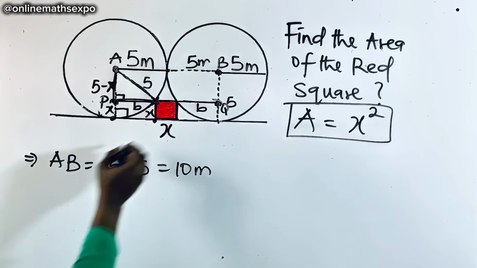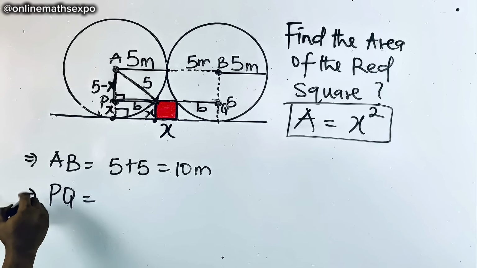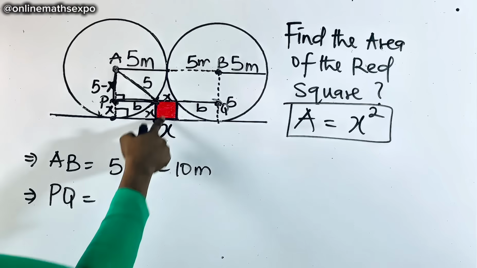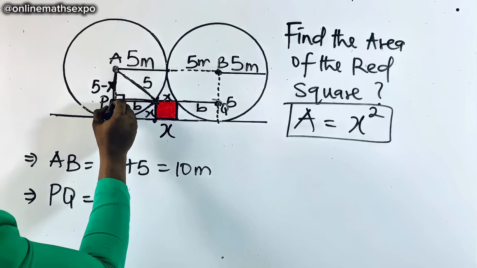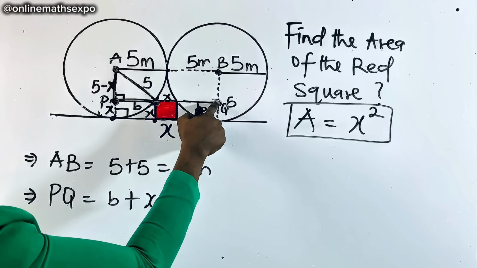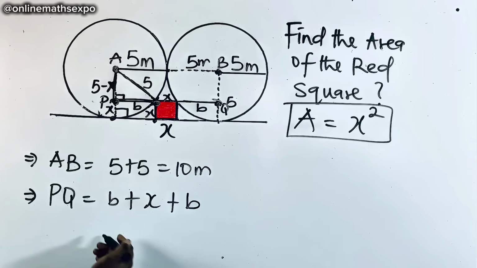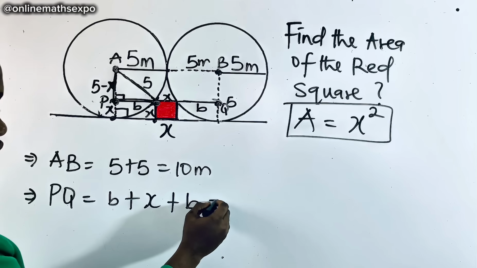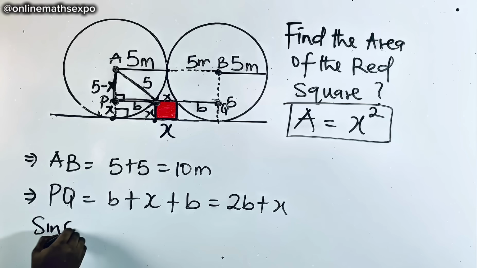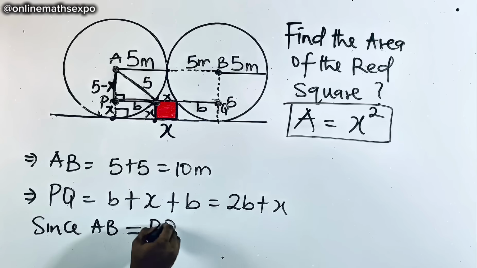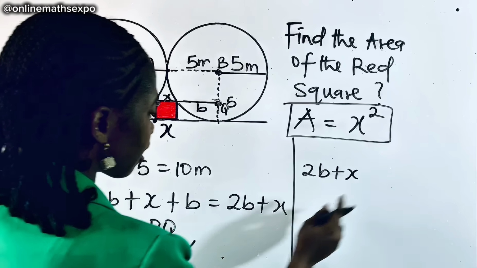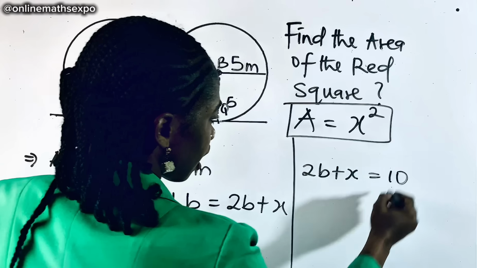Now let's go to PQ. PQ is equal to these whole values added. Remember, here is x. This place is also x because it's a square. So it is going to be from this end to this, which is B, plus from here to here, which is x, plus from here to here, which is also B. So let's add it. B plus B is 2B. So it's giving us 2B plus x. Since our AB is equal to PQ, then 2B plus x should also be equal to 10 meters.